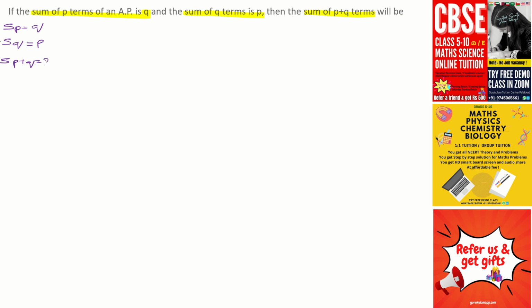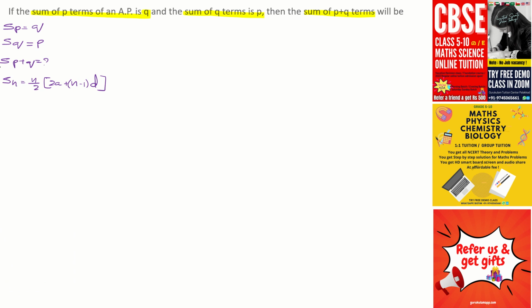That is our question. And also we know a standard equation: the sum of n terms is equal to n by 2 into (2a plus (n minus 1) into d). So what we are going to do is convert this equation, and also this one, to the standard form. Okay, that is what we are going to do.